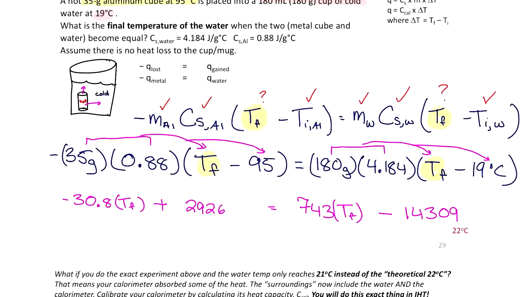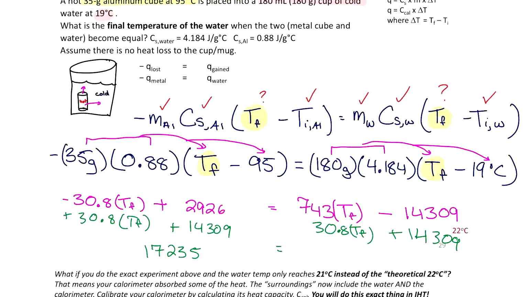All right, so now my next step is to put together all the TF variables and put together all the constants. So what I'm going to do is add 30.8 TF to both sides, and then add this 14,000 number to both sides as well. And what that does is we get something that looks like 17,235 equals 783.8 TF. There we go. So now we have a constant equals our variable with that coefficient out in front.